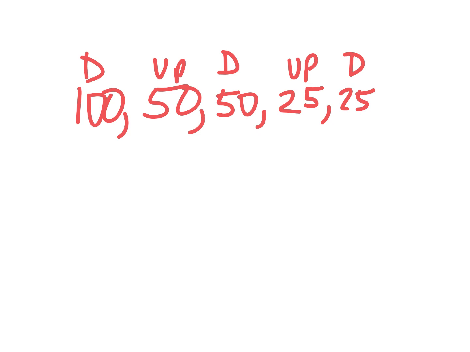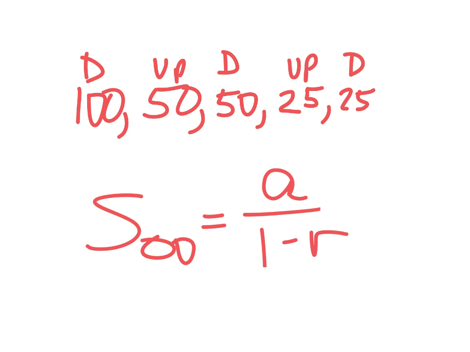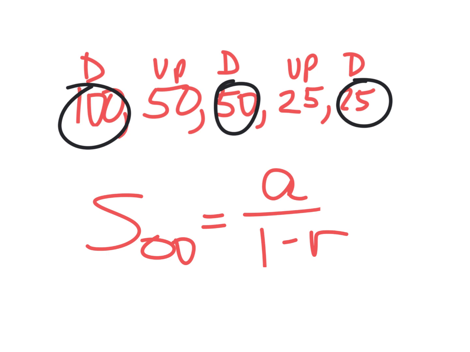Now, do you get the complication here? You can't just go S sub infinity is a over 1 minus r and stick in your numbers and get the answer. It's not going to be that easy. Why? Well, because it travels a lot further than just a normal 100 and then 50 and then 25, because you've got these extra numbers in here. So make sure you deal with that.